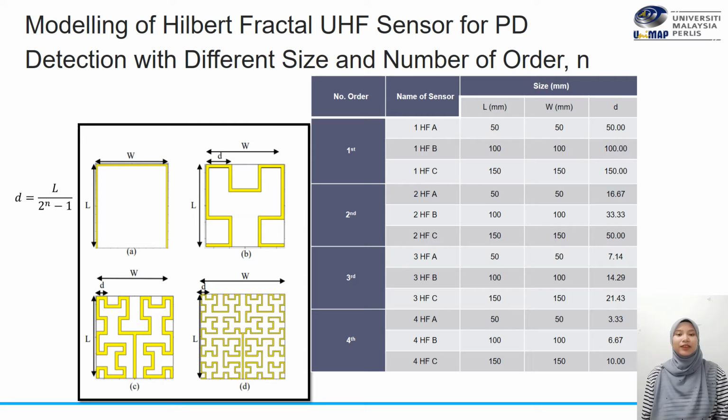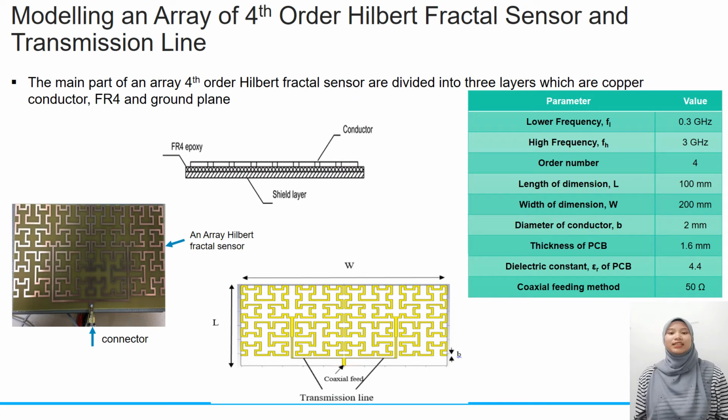This is the Hilbert Fractal UHF sensor with different sizes and numbers of order. This formula has been used to design the UHF sensor. And this Hilbert Fractal is from first order until the fourth order. For modeling an array for fourth order Hilbert Fractal UHF sensor with transmission lines, there are three main parts in designing this UHF sensor, where the first layer is the copper conductor, the second layer is FR4 for the board, and the third layer is the copper conductor for the ground plane.